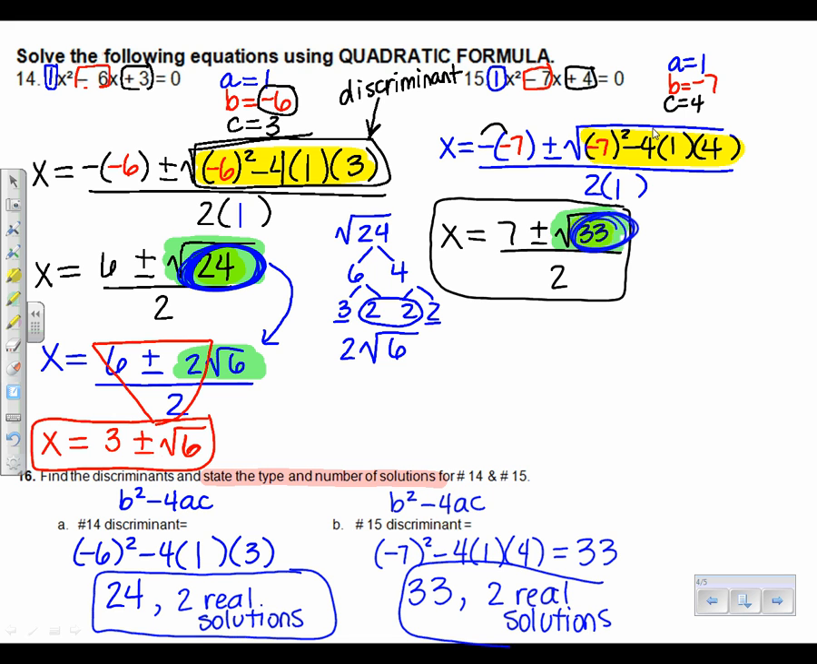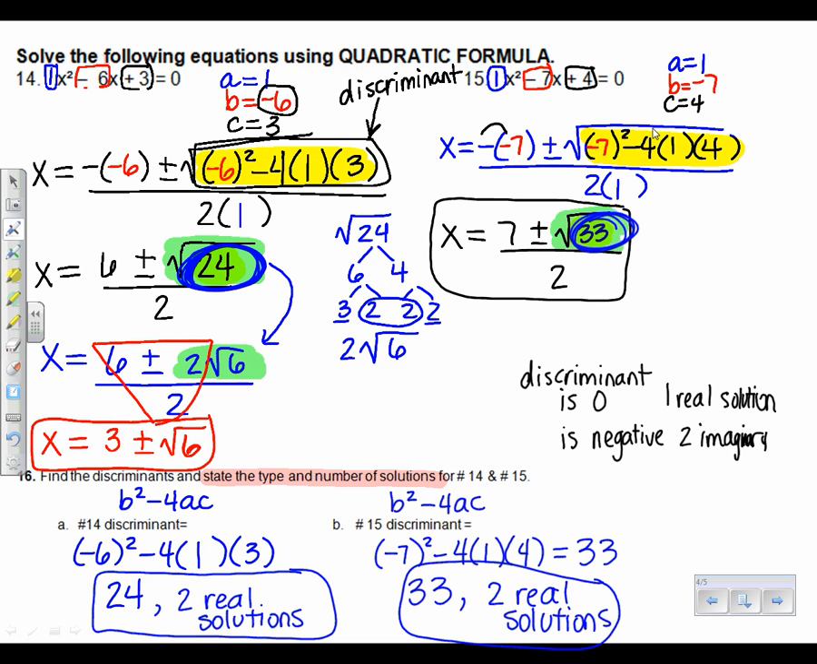The other possibility for the type and number of solutions is if you get a discriminant of 0. If your discriminant is 0, then you get one real solution. If your discriminant is negative, that's when you get your two imaginary solutions.